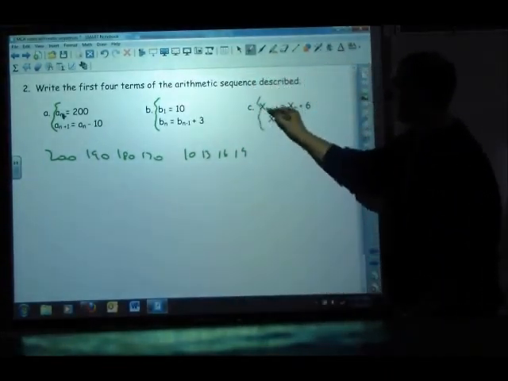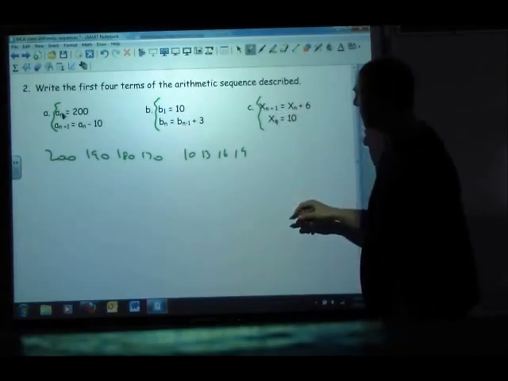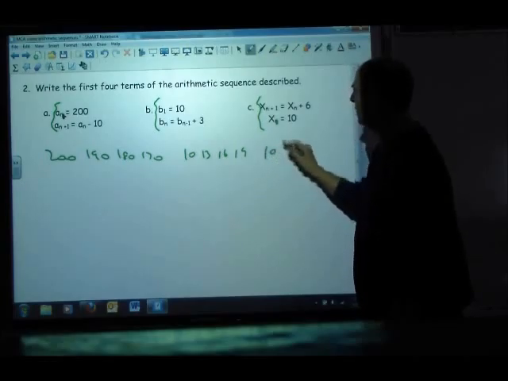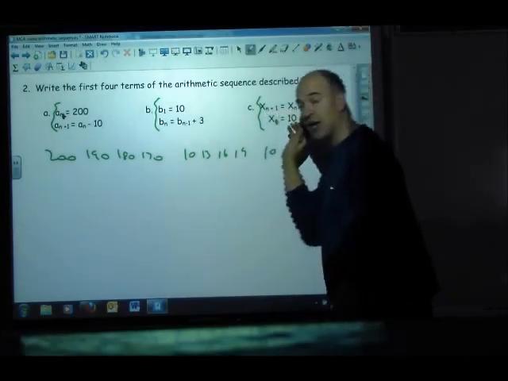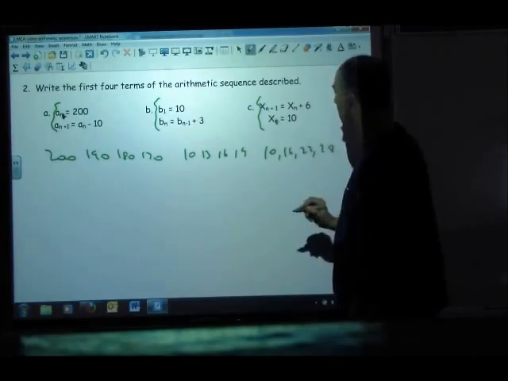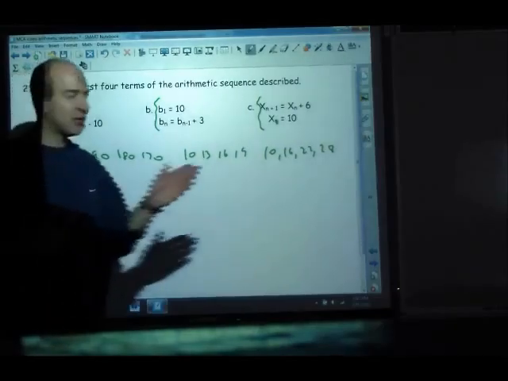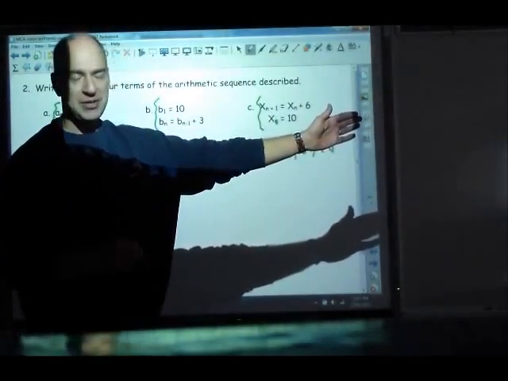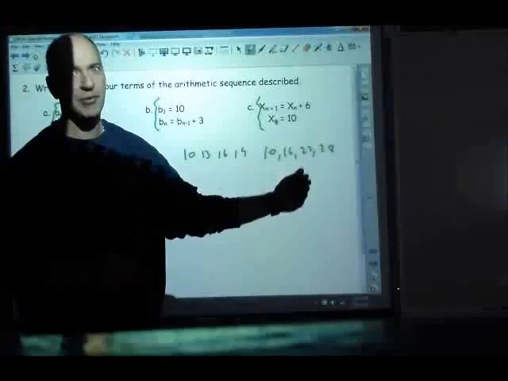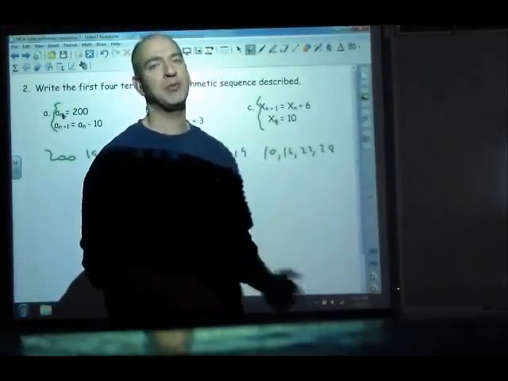Notice this one, they give you what you do down the line before they give you the first one. It should be X1. X1 is 10. To get a term down the line, take the previous and add 6. So 10, 16, 22, 28. Okay? It's a notation thing. We always go left to right with sequences, and it's just a way of describing how you go left to right using the previous term to get the next term time after time after time. That's what recursive means.